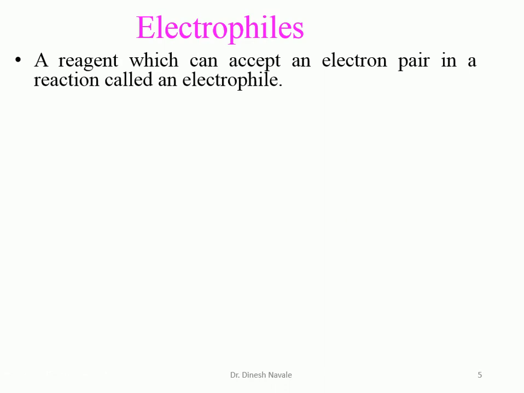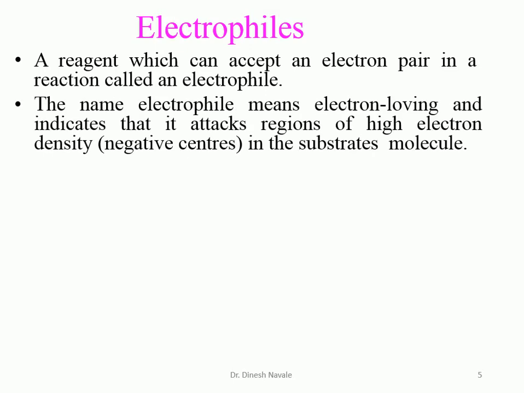Then what are electrophiles? An electrophile is a reagent which can accept an electron pair in a reaction. That means during the course of the reaction, any species which accepts the electron pair will be termed an electrophile. The name electrophile means electron loving, and indicates that it is going to be attacked by the high electron density center in the substrate molecule.